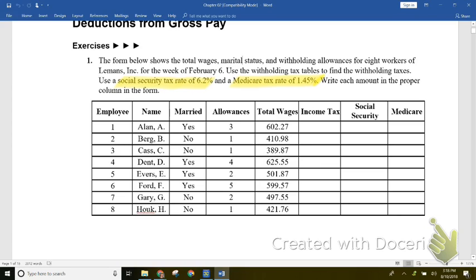We're going to look at the first employer, Alan A. And then when you do all the other ones, you'll do the same basic process. So the first thing we need to find is his income tax. To find his income tax, we need to look at his total wages, and we need to look for this value in the tax table.